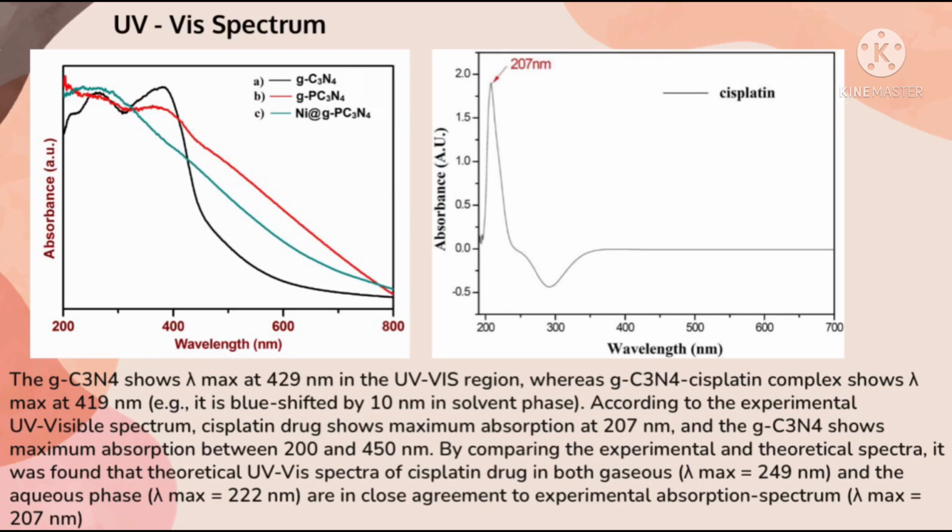By comparing the experimental and theoretical spectra, it was found that the theoretical UV-Vis spectra of the cisplatin drug in gas phase, lambda max equals 259 nanometer, and in aqueous phase, lambda max 222 nanometer, are in close agreement to the experimental absorption spectrum, which is lambda max 207 nanometer.